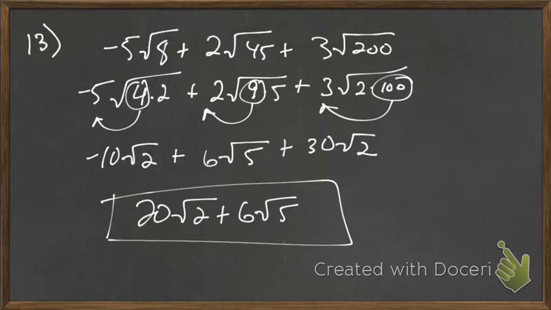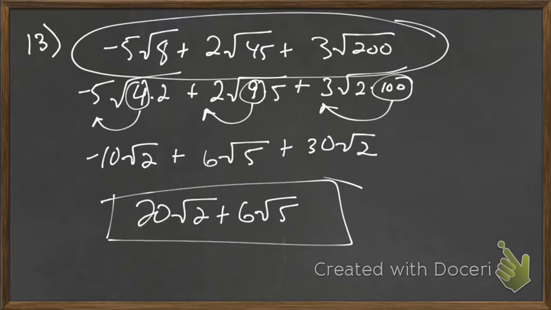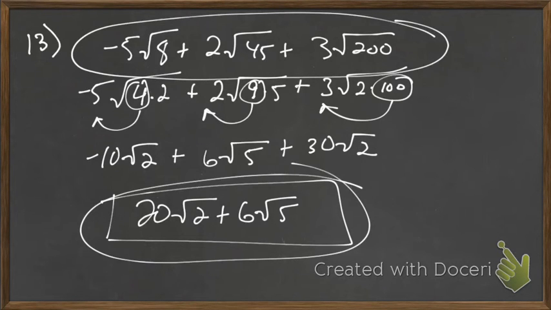Okay. Now, one thing you can do to check your answer, you can slap this in your calculator and get a decimal, and slap this in your calculator and get a decimal, and it should be the same. Okay? Because from here to here, we didn't change value, we just simplified it, which means we changed how it looked.